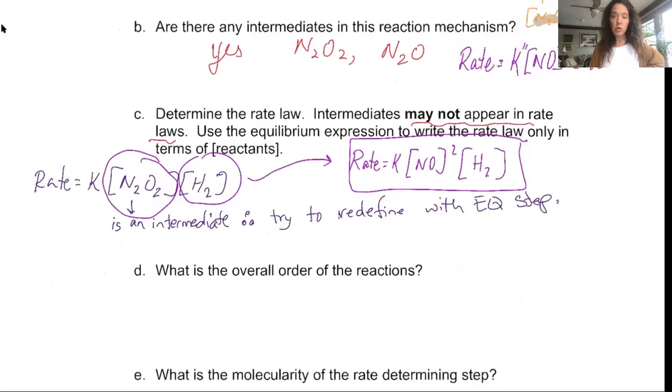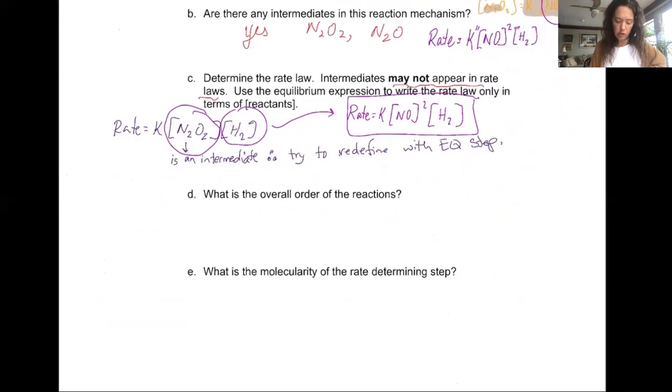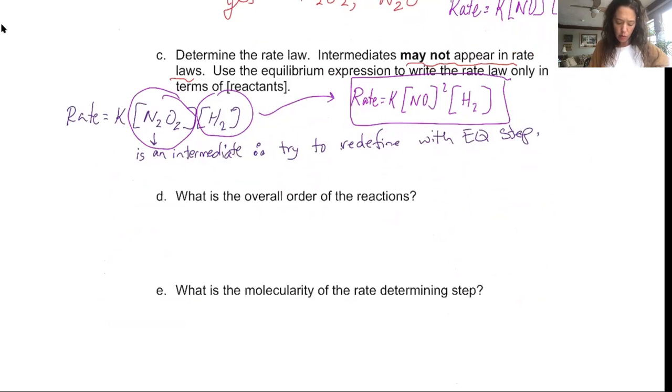And that's what happens when you have an intermediate in the slow step. What is the overall order of the reaction? Well, that would be third order because we have a second order plus a first order, 2 plus 1, third order overall.